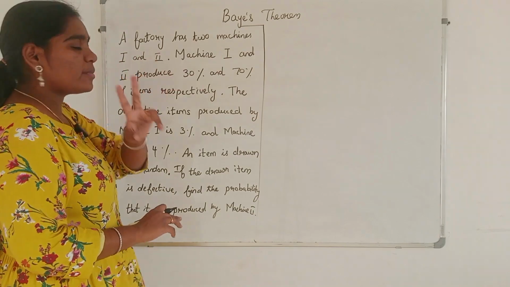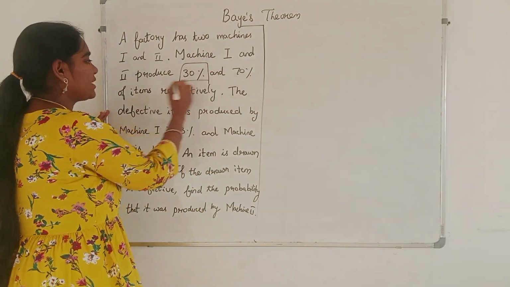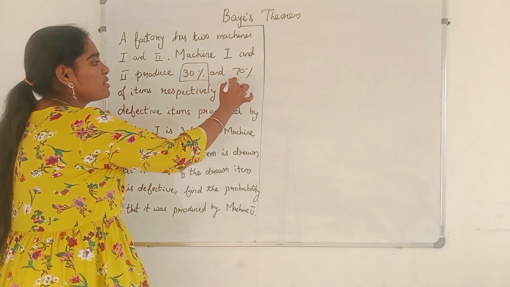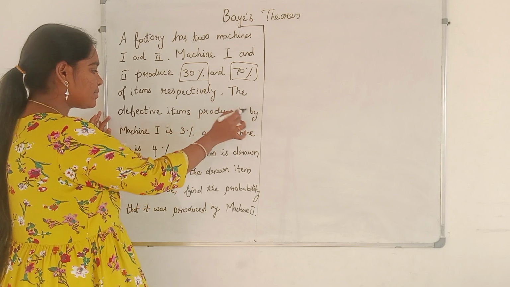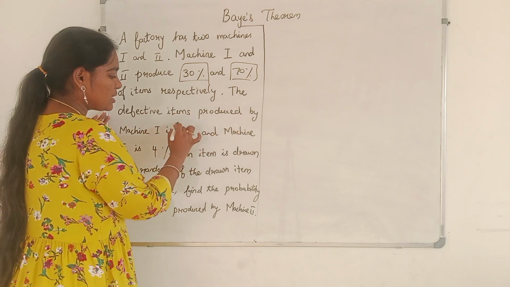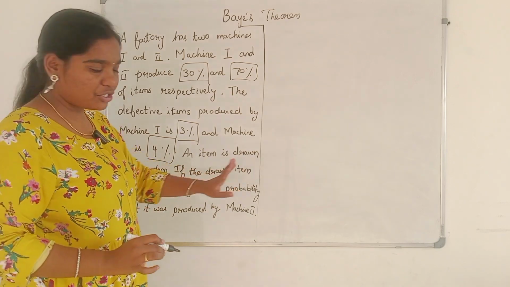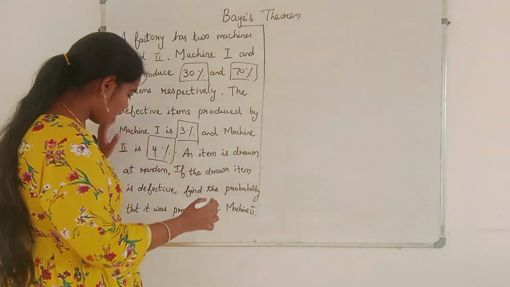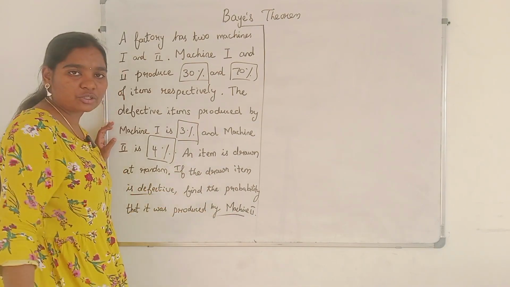A factory has two machines, 1 and 2. Machine 1 produces 30% of items and machine 2 produces 70% of items respectively. The defective items produced by machine 1 is 3% and machine 2 is 4%. An item is drawn at random. If the drawn item is defective, find the probability it is produced by machine 2.